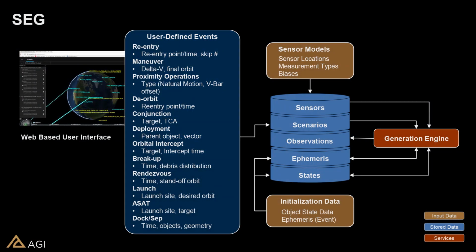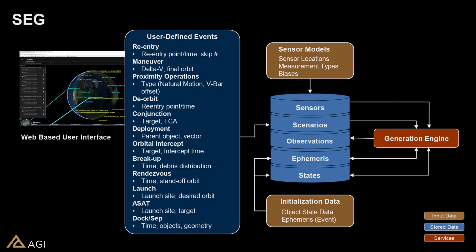So this is the SEG data flow. The user would start through our web-based user interface. We see over here there's a set of events. It's hard to see on this screen. We'll get into this in a little more detail later. There's a CZML view that shows a visualization of what's going on.